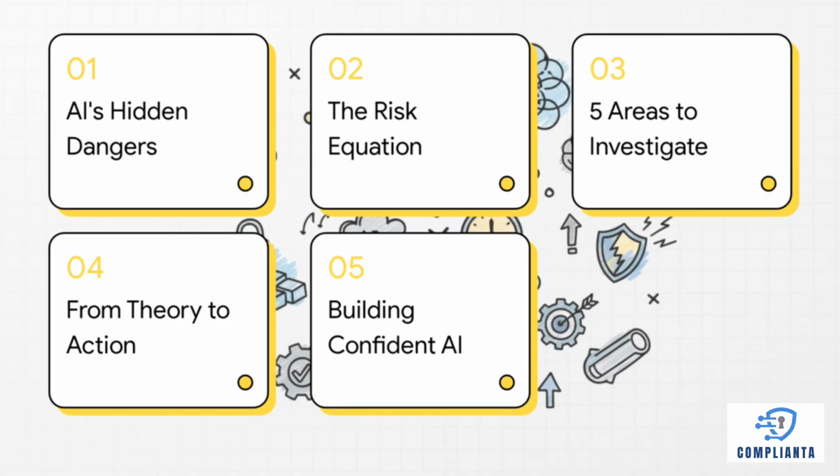All right, here's our game plan. We'll start with AI's hidden dangers. Then we'll get into something called the risk equation. After that, we'll cover 5 specific areas you need to investigate. We'll see how to turn all this theory into real action. And finally, how to build AI that you can actually be confident in.